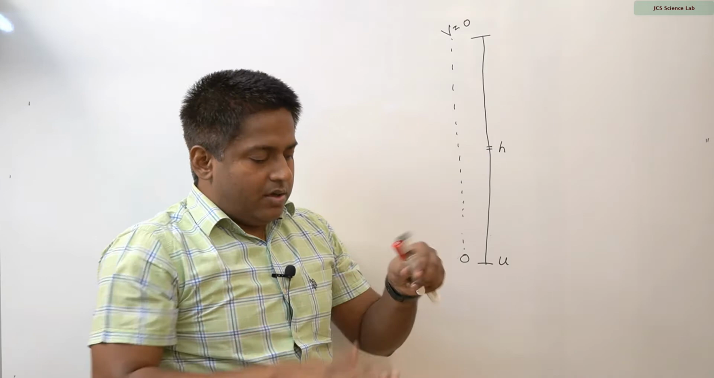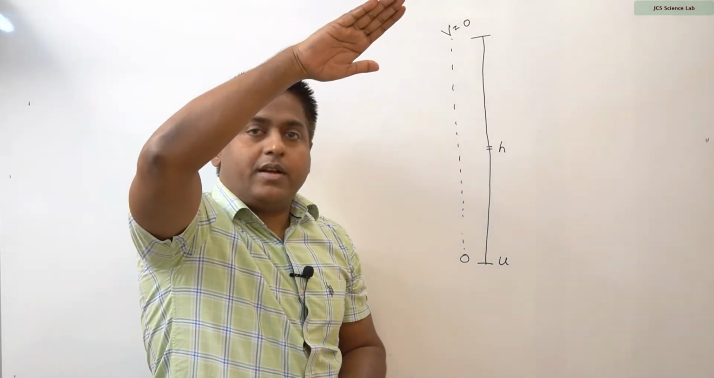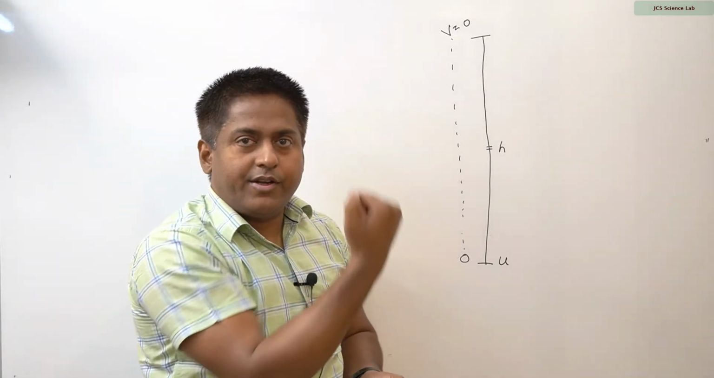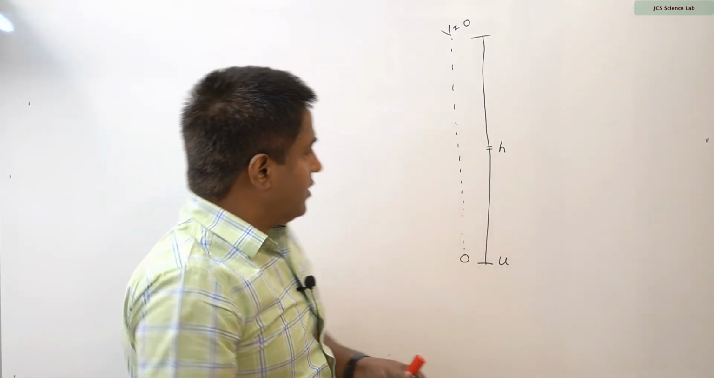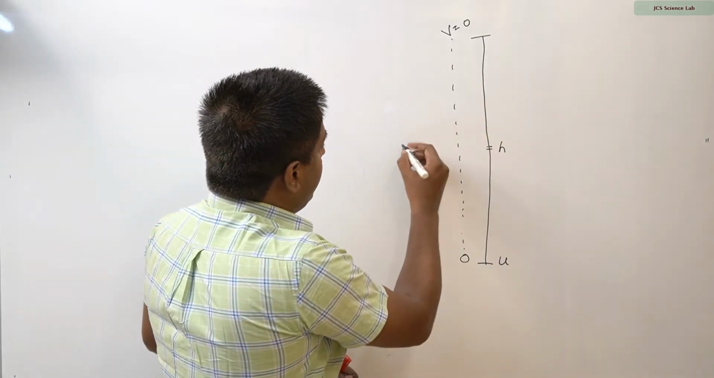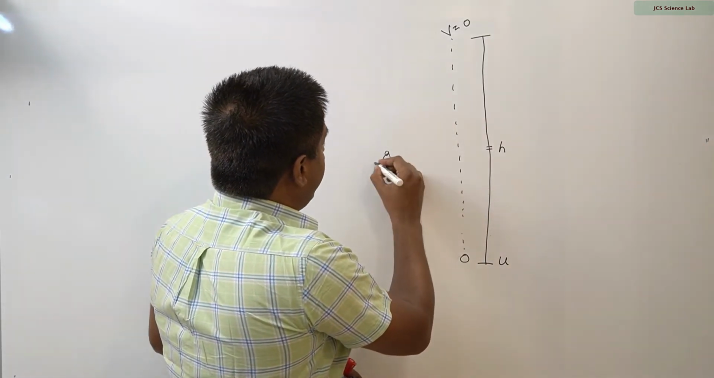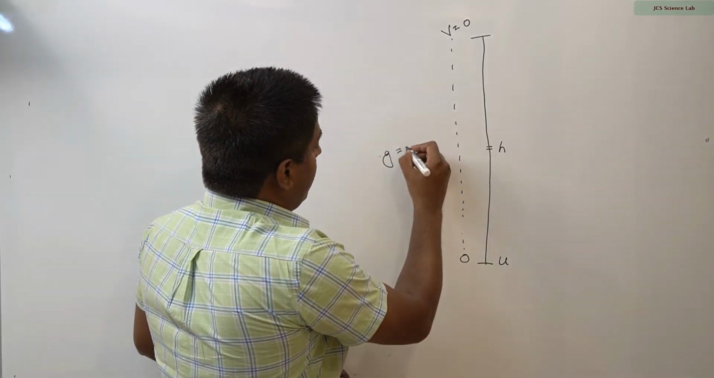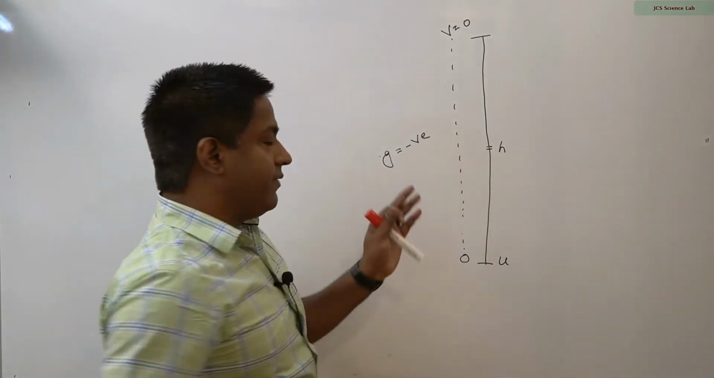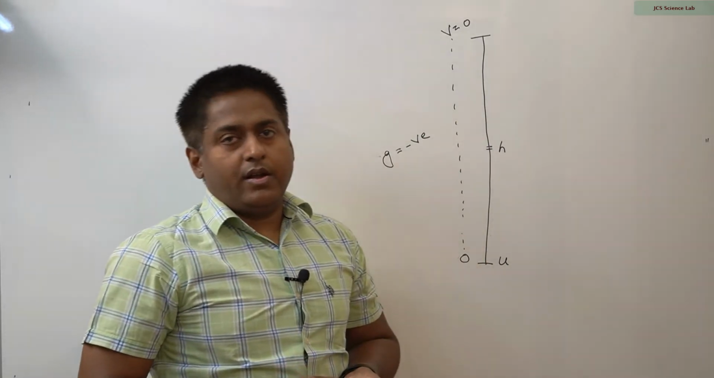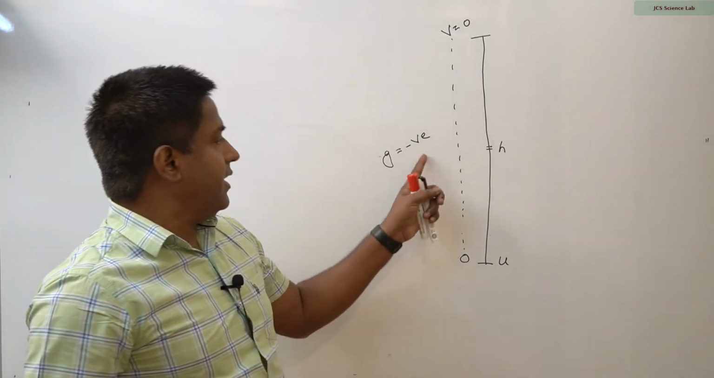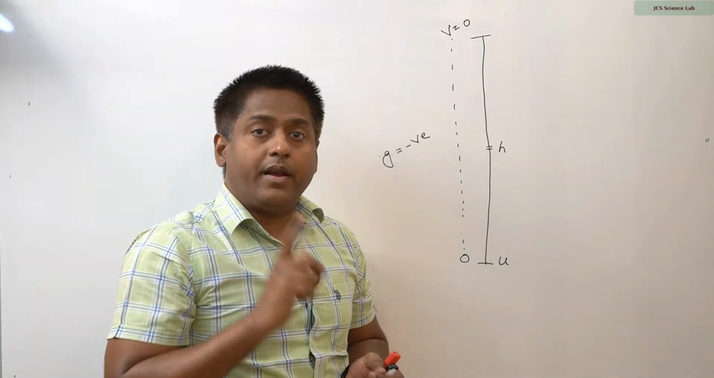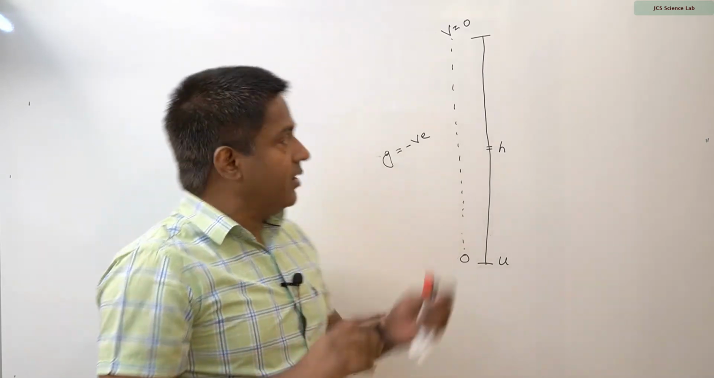It means that when an object moves upward, it's a retarding motion. It gets retarded because of the gravitational pull of the earth, and so acceleration would be negative in this case. You know that acceleration produced by gravitational force, whether it's positive or negative, is called acceleration due to gravity. So when an object moves upward, acceleration will always be negative. So it's a retarding motion.